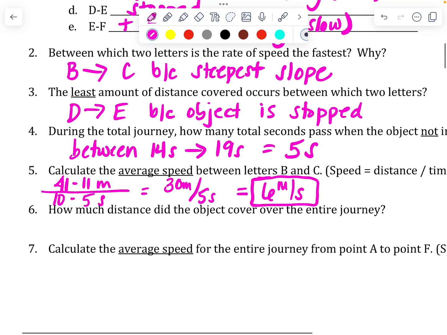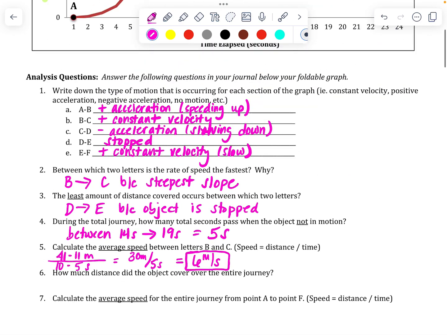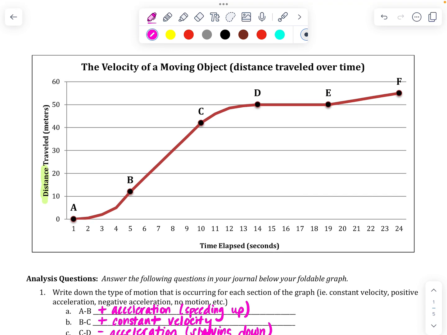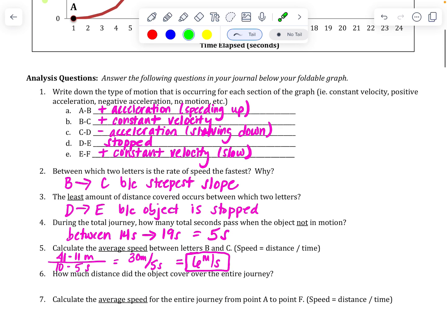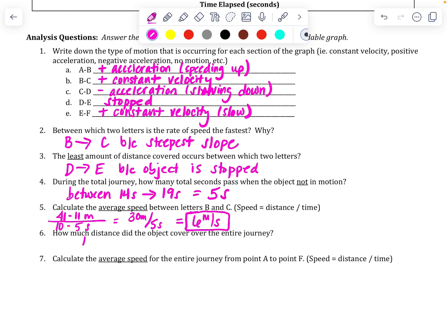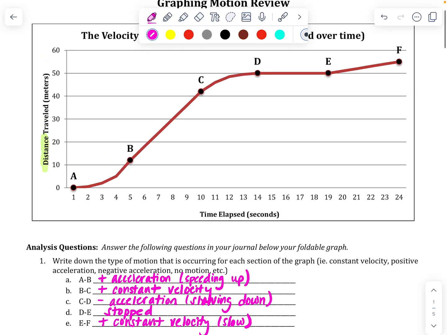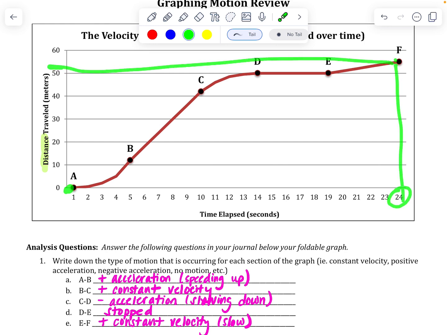How much distance did the object cover over the whole journey? So it's only going one way because it's always increasing, never decreasing. So if you go to the very end here, how far did it go? I would say probably 55 meters. 55 meters. And calculate the average speed for the entire journey from point A to F. Well, we already know our distance is 55 meters, and let's see how long it took us. It took us probably 24 seconds. 24 seconds to go 55 because we started pretty much at 0.